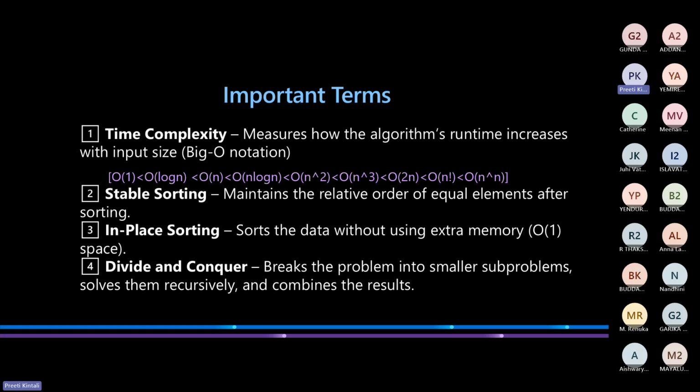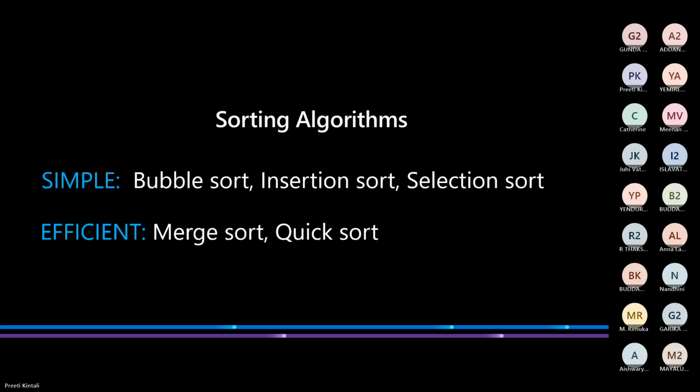So we have simple and efficient. Simple algorithms like bubble sort, insertion sort, and selection sort. Why is this simple? Now you will know after we learn about them. Then the efficient ones, merge sort and quick sort. Again, you will know why these three are simple algorithms and why these two are efficient algorithms. As I already said, these two are divide and conquer algorithms. There will be a time complexity difference also. Maybe that's why these both are more efficient than these three.